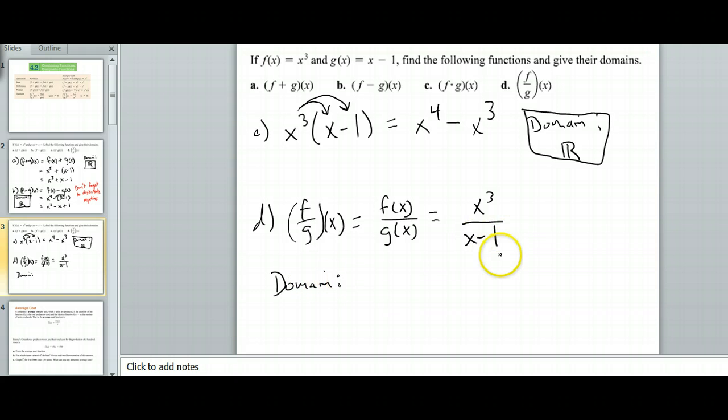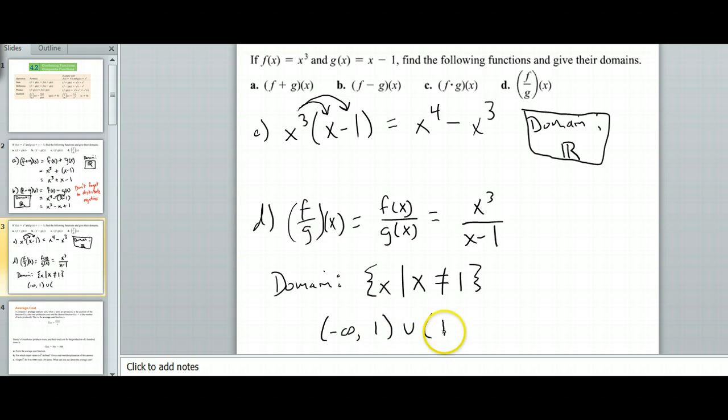remember, we cannot divide by 0. So x can be any real number, but x cannot be 1, because if I put 1 in there, I get division by 0. Okay? Or if I wrote it as an interval, negative infinity to 1, parentheses, union, parentheses, 1 to infinity. Alright, if I wrote that as interval notation, which they're going to ask you to do most of the time for your domains.